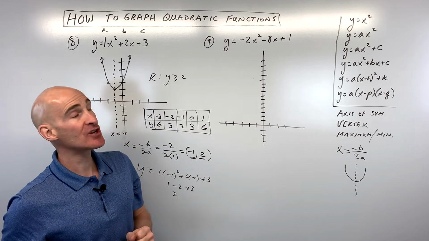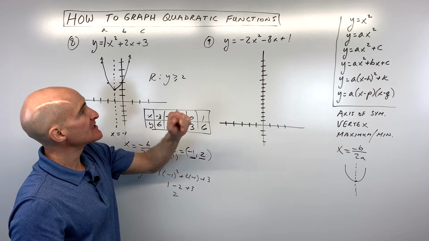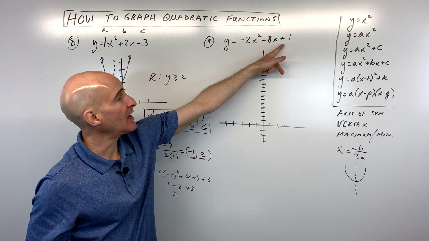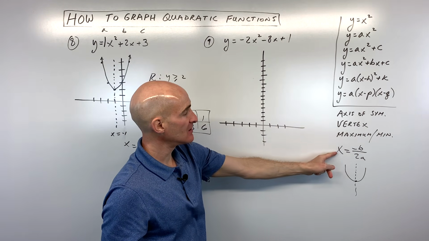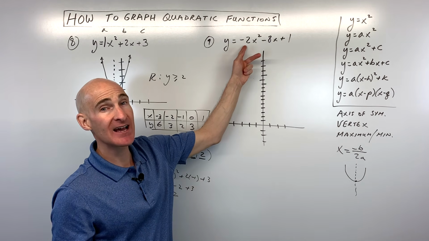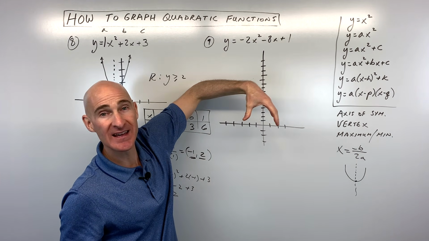So now let's jump over to number 9. Same idea. We have y equals ax squared plus bx plus c, but we need to find that vertex using our formula, negative b over 2a. Notice the a value is negative. What does that tell us? The parabola is going to open down like that.